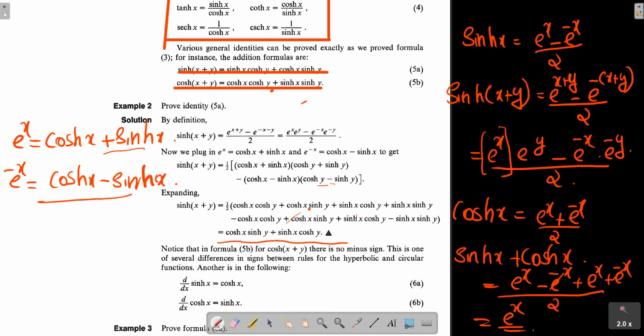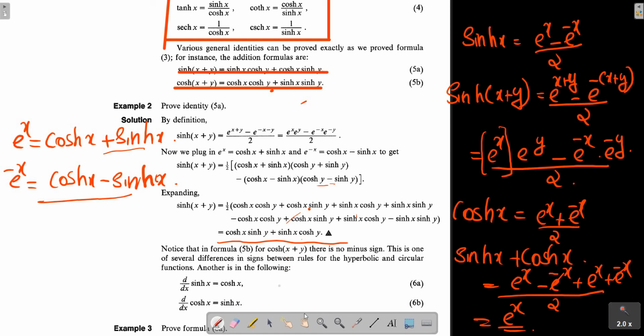Finally, you will get cosh x into sinh y plus sinh x into cosh y. So sinh of x plus y is equal to cosh x into sinh y plus sinh x into cosh y.